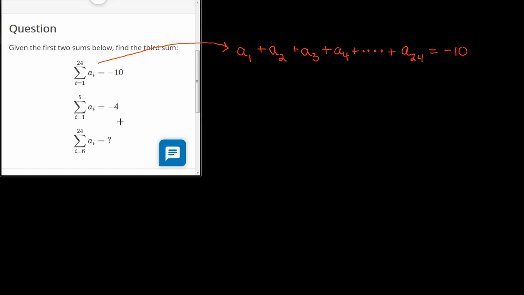And now let's see what this second one is saying. I maybe should have put one more here. Oh well, I can always go back and add it. It's saying that if you add up the first 5, starting with the index being 1 and ending at 5, so A1 plus A2 plus A3 plus A4 plus A5, that is equal to negative 4. So that's what that one's saying.